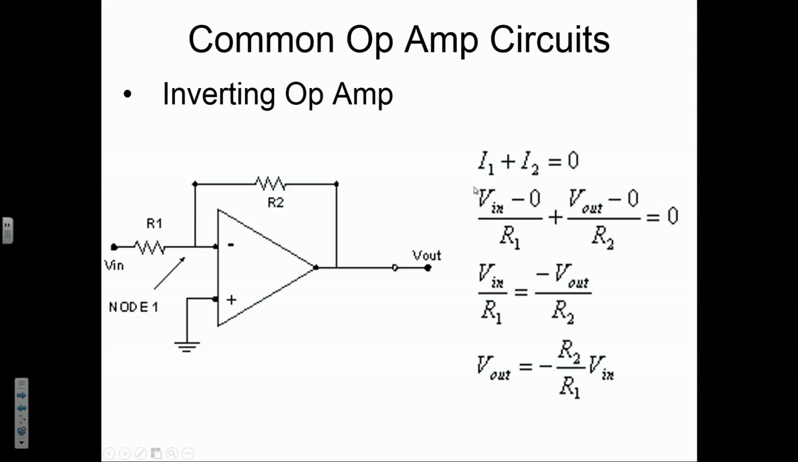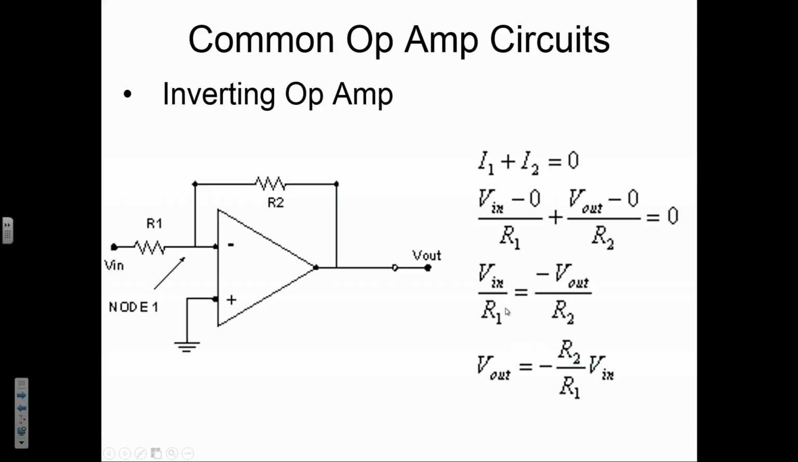What is I1? Well, it is V1 minus 0, because the voltage here has to be 0, because the op amp rule says it has to be. Vn minus 0 divided by R1. That's what our I1 is. So for I2, we have V out minus 0, because again the voltage here is 0, divided by R2. Set those equal to 0.